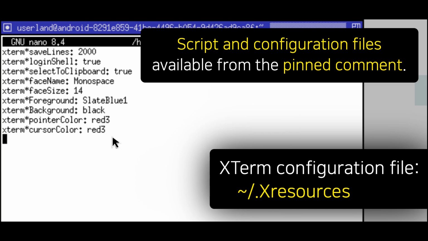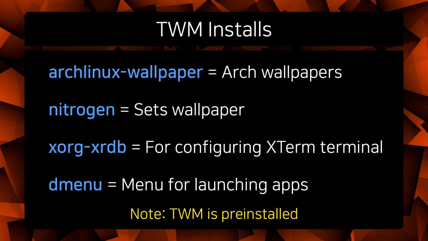Note that the scripts and files I just showed will be available from the pinned comment. Note that this is what I had installed so that the Go script and configuration files would work. The Arch Linux wallpaper package provided Arch wallpapers, Nitrogen was for setting the desktop wallpaper, xorg-xrdb helped with configuring the Xterm terminal, and dmenu is for launching apps. After using the GoTWM script, I had to set the wallpaper for only the first time. In order to do that, I opened Nitrogen with dmenu.